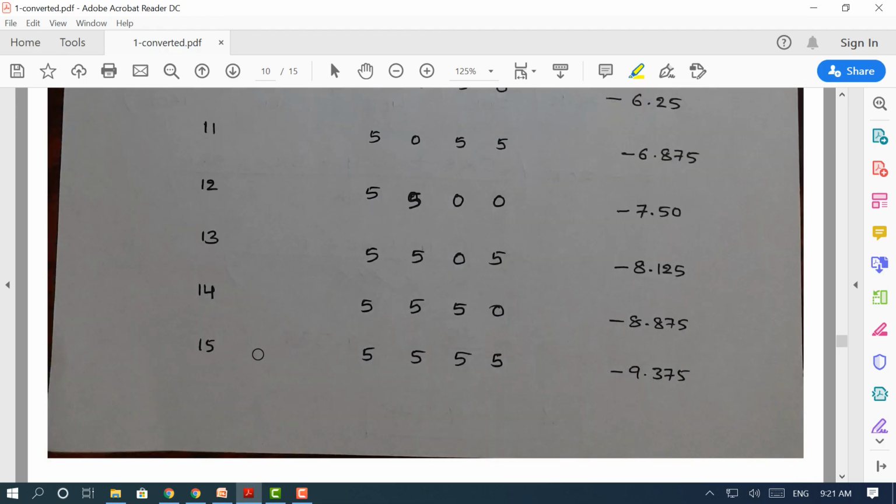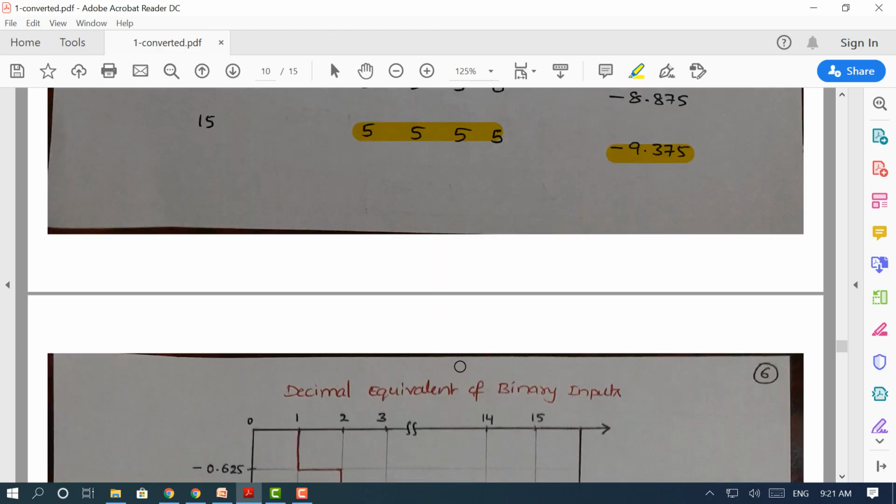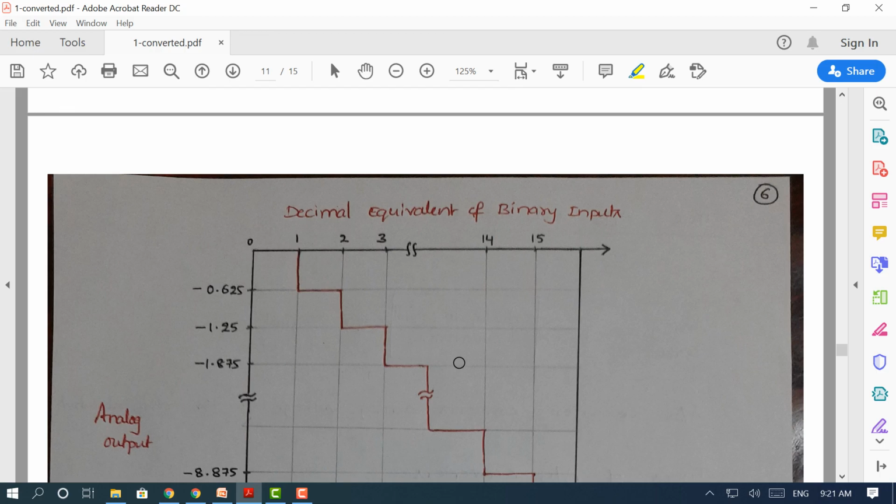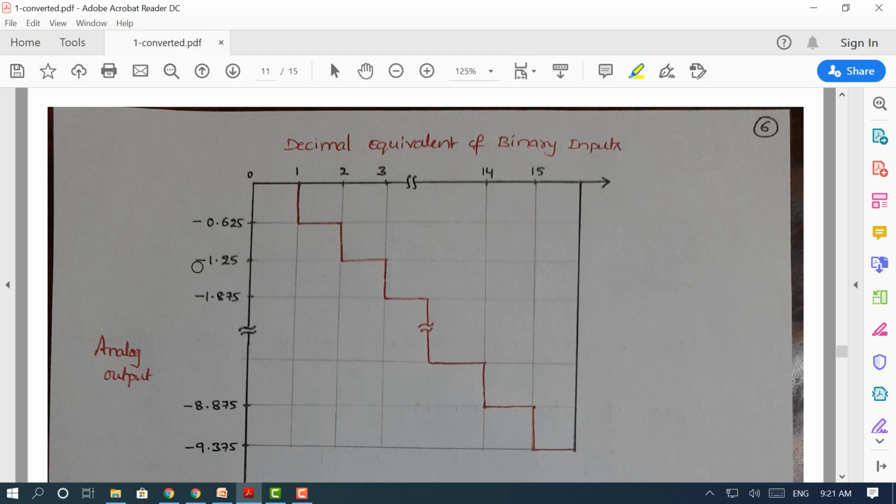Likewise, you can calculate for all the combinations. Just now we have calculated the full scale output voltage for when all the binary values are 1, so it's going to be minus 9.375 volts. This conversion can be represented on a graph. This graph we have already seen, where we plot the binary input or input data along the x-axis and the analog output voltage along the y-axis. The graph between digital input and analog output is going to be a staircase waveform.